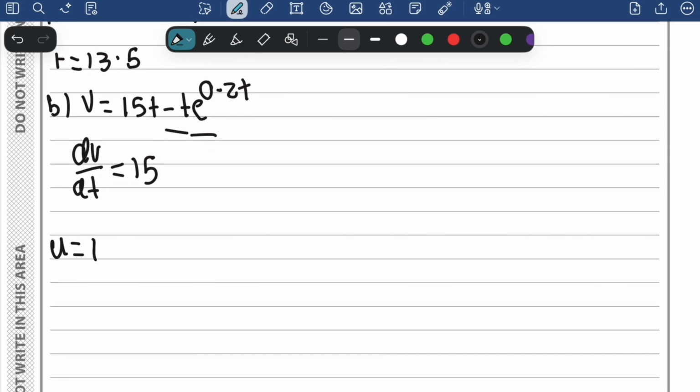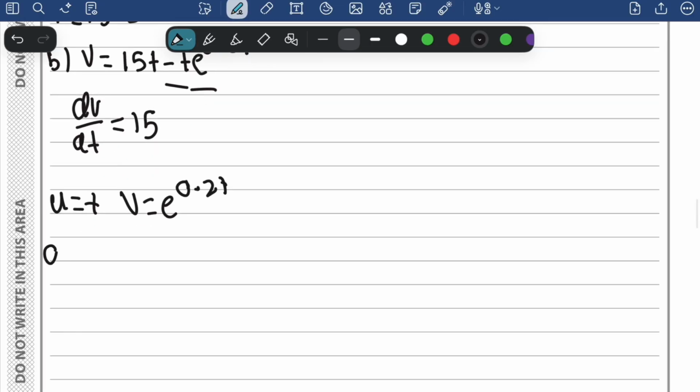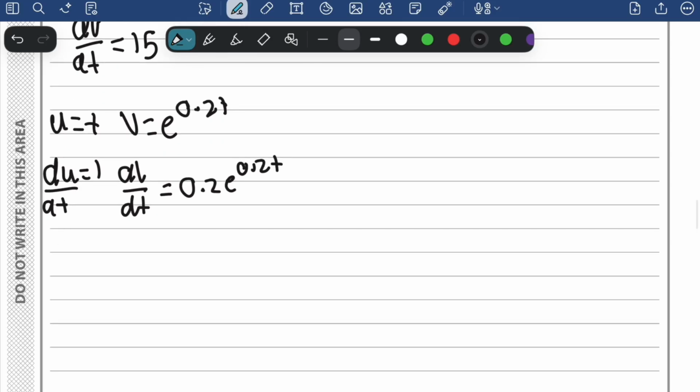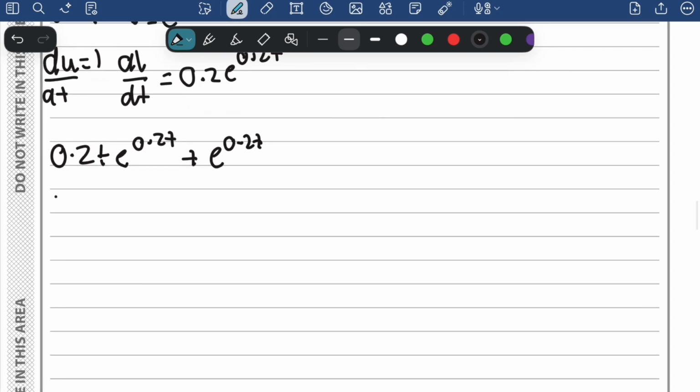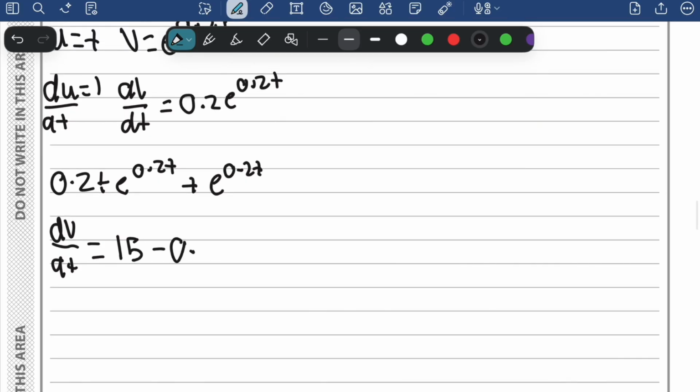So u equals t, v equals e to the 0.2t, du by dt equals 1, dv by dt equals 0.2 e to the 0.2t. So we can just do u dv, which is 0.2t e to the 0.2t, add v du, which is e to the 0.2t. So our full equation then is dv by dt equals 15 minus 0.2t e to the 0.2t and e to the 0.2t.